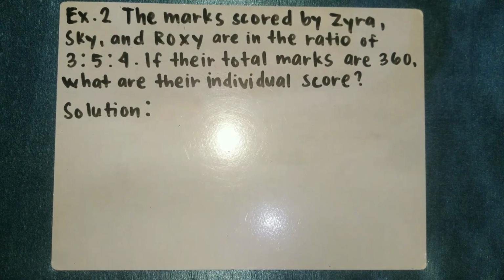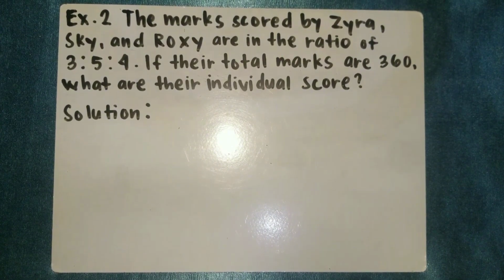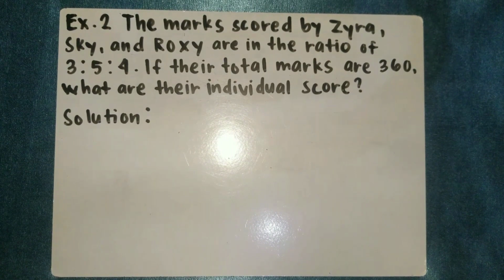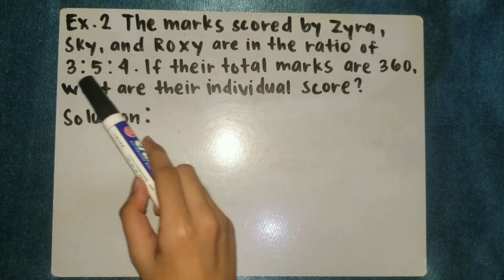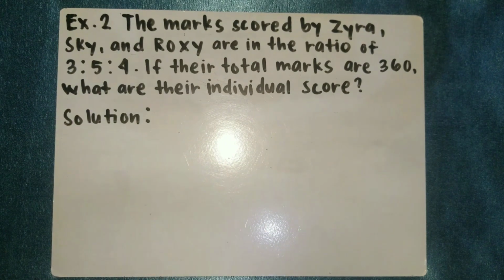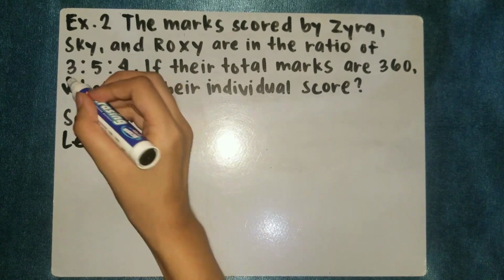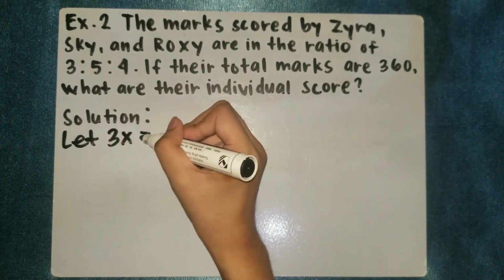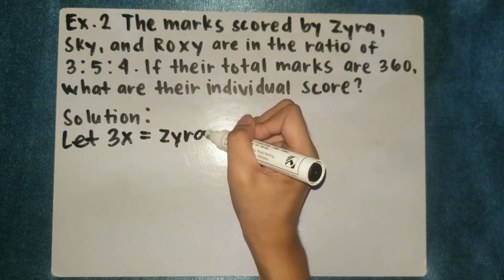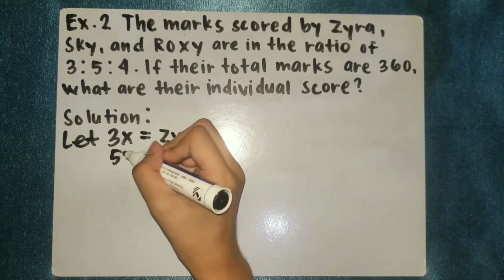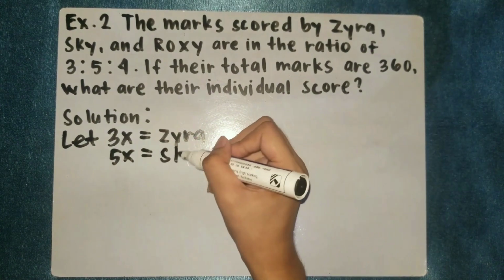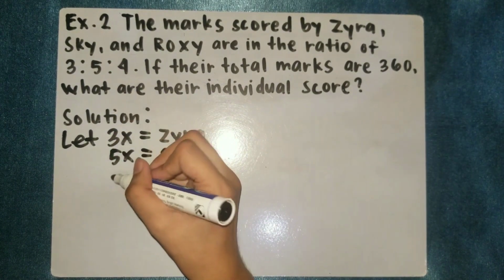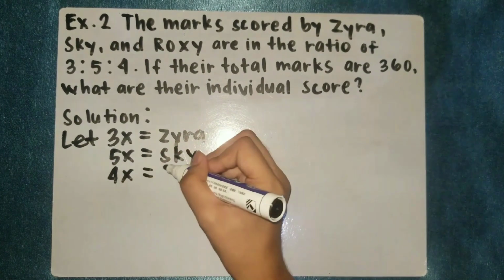Example number 2. The marks scored by Zaira, Sky, and Roxy are in the ratio of 3:5:4. If their total marks are 360, what are their individual scores? Sa problem na ito, ang ating ratio ay 3:5:4. Then next, let this 3 equal for Zaira, this 5 equal for Sky, and this 4 equal for Roxy.